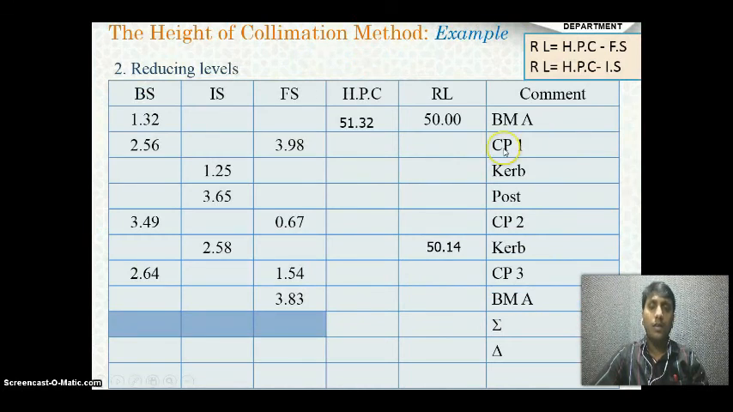So see here, you need to calculate the RL of CP1. You know the height of plane collimation, you know the foresight. So height of plane collimation minus foresight will give you the RL of CP1.